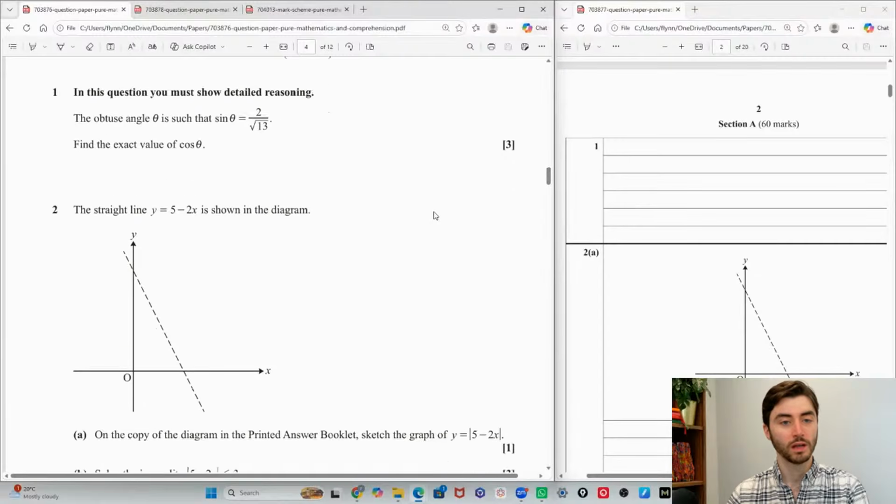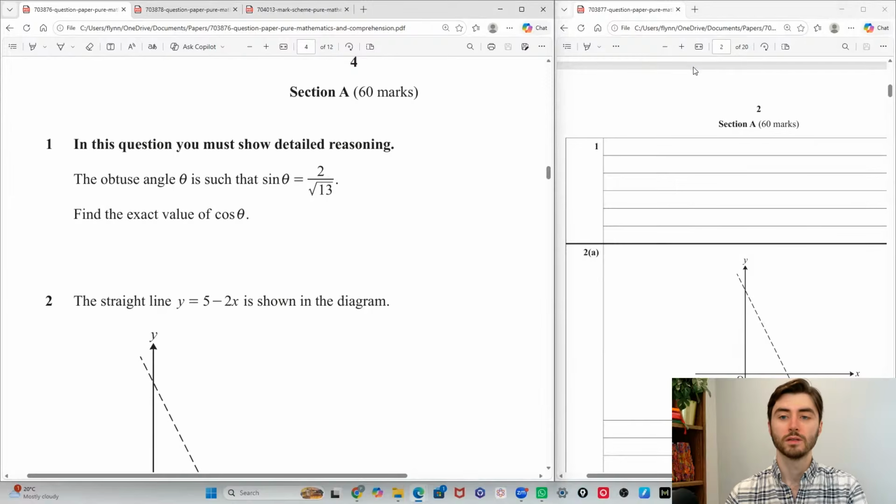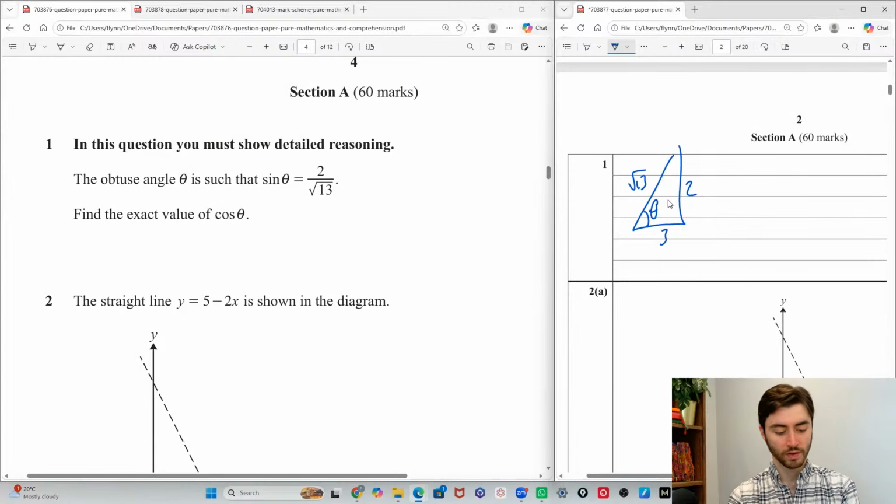So question 1, section A, I know I'm happy with. This is usually fairly straightforward. Obtuse angle is such that thing, so it's obtuse, find the exact value of cos. Well, let's draw a right triangle. So if there's a theta there such that opposite is 2 and that is root 13, then I think by Pythagoras that makes that 3. Let me just check that real quick. Root of 13 minus 4. Yeah. So that becomes 3. So cos theta, in theory, would be 3 over root 13.